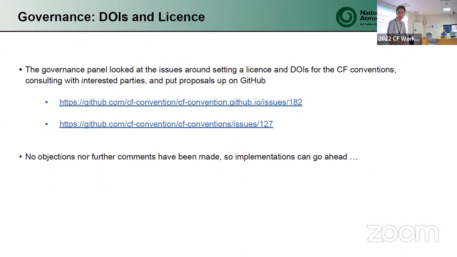Okay, I think this is possibly the last slide. The other thing that the governance panel was active in this year was looking at setting up a license for the use of CF and also assigning digital object identifiers, DOIs, to CF somehow, and at what granularity that is. The governance panel looked at this and consulted with anyone who was interested, a few people who were quite keen on moving this forward. And they came up with some proposals, one for a license, a way forward on the license and the DOIs, which are given in these issues.